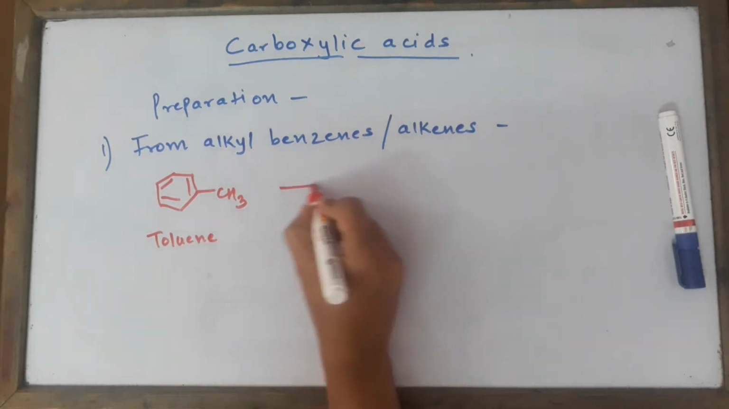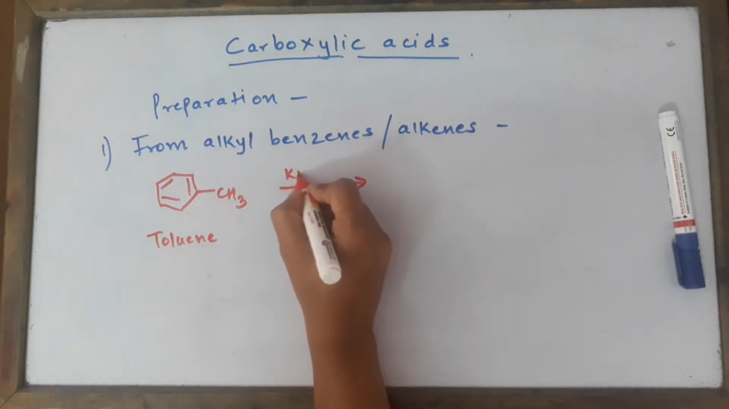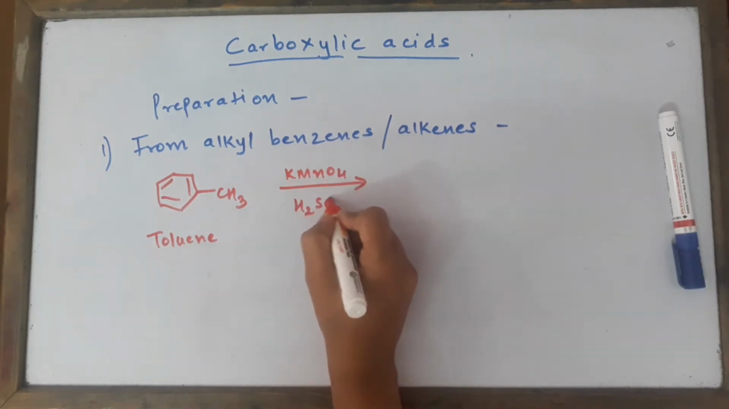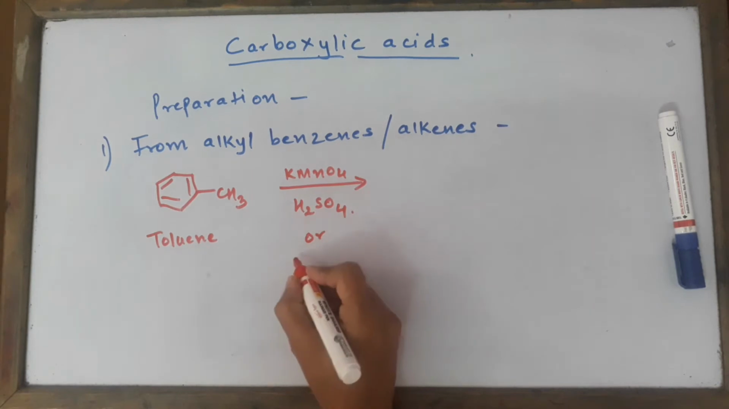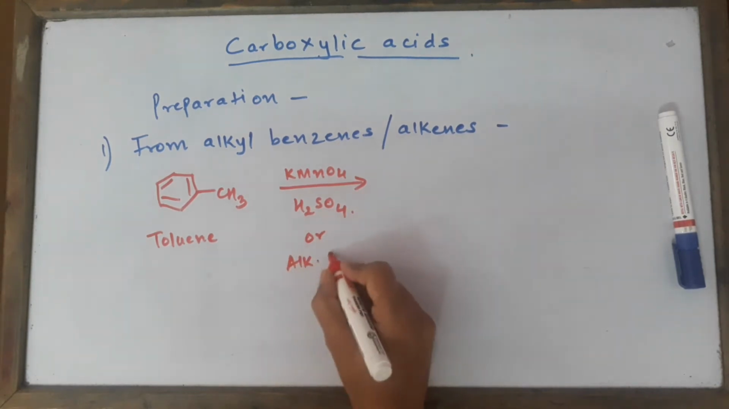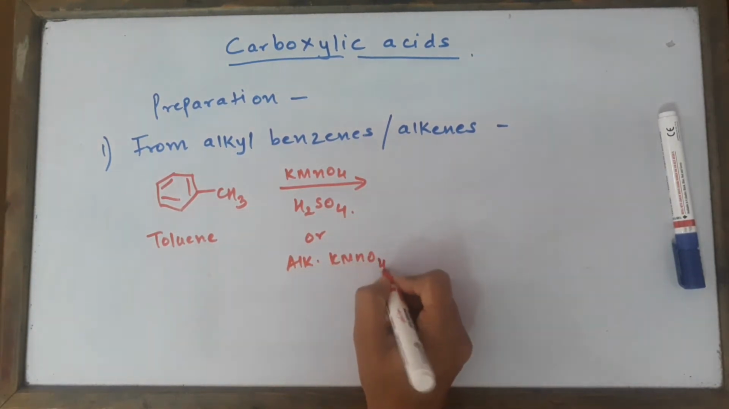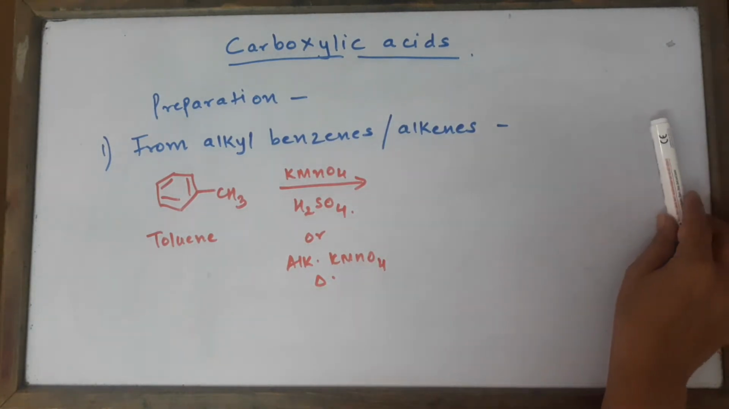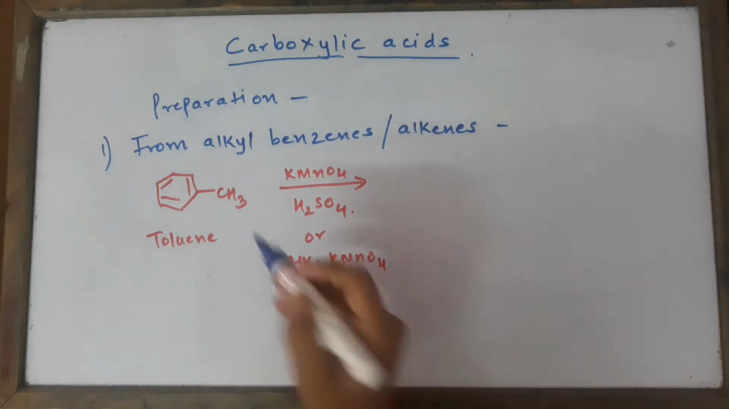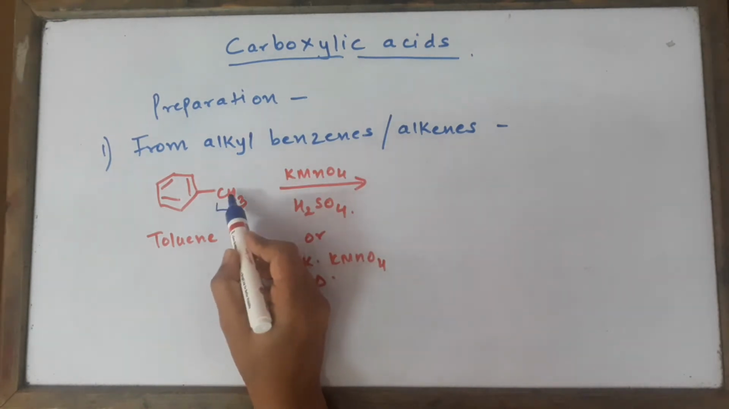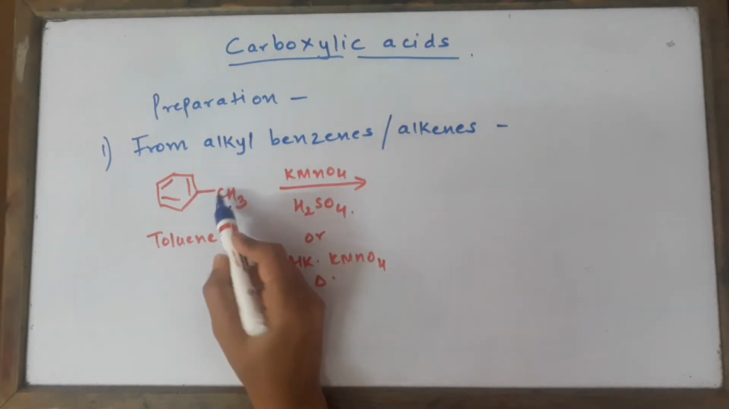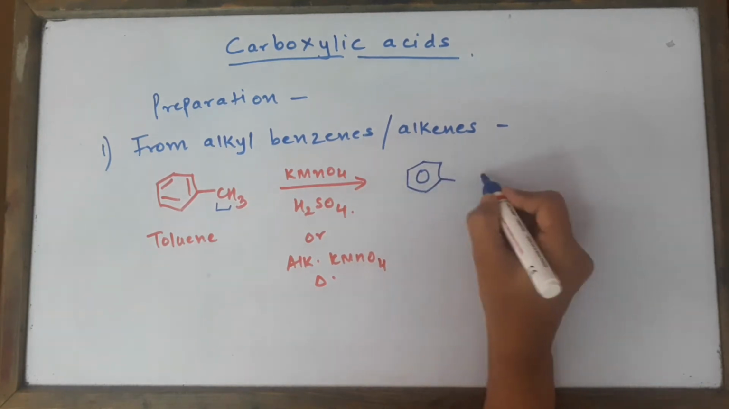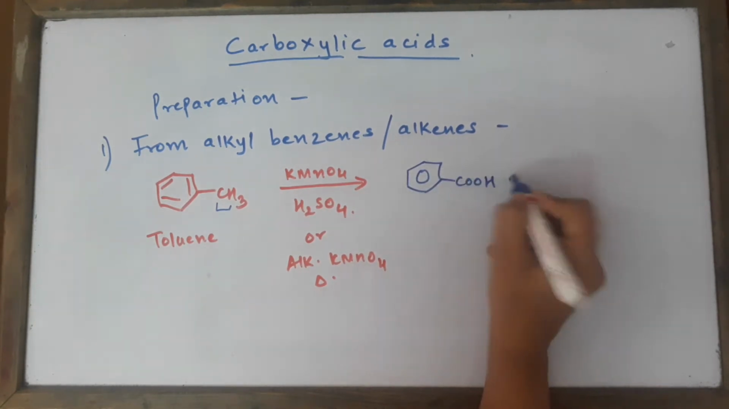We are going to oxidize this compound using a very strong oxidizing agent like potassium permanganate and sulfuric acid. Instead of this, we can also use alkaline KMnO4 and heat it. So these are the two combinations which we can use in our exam. What happens is the terminal CH3, whichever is attached to the benzene ring, immediately gets oxidized to carboxylic acid. So you will just convert the CH3 to COOH.